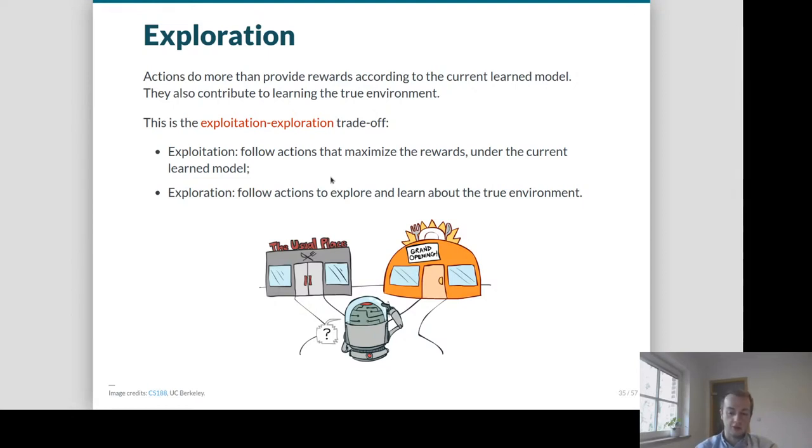When you take actions, of course, your goal with your reinforcement learning agent is just to maximize the reward. But indirectly, because initially you don't know much about the environment, your goal is also to discover it, because you know quite well that the better you know the environment, the better you will be at collecting this long-term expected reward. And so this is the exploitation-exploration trade-off. Exploitation, because you should follow actions that maximize the rewards under the current model that you've learned. But at the same time, you should explore: you should follow actions to learn more about the true environment.